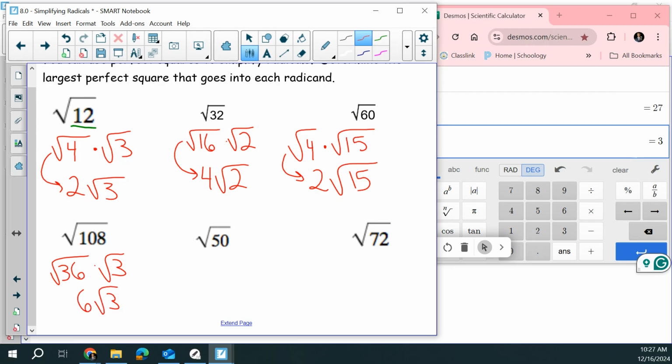So that is how you simplify perfect squares, or simplify radicals.